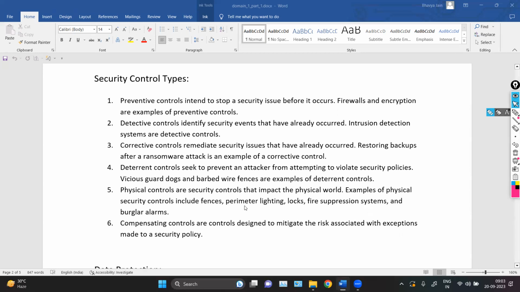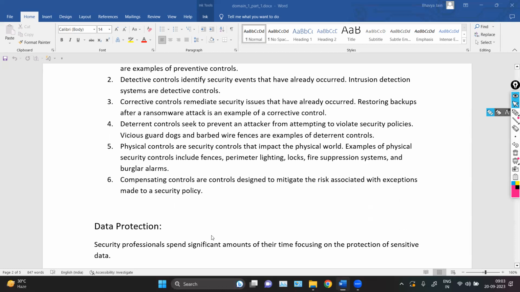Then we have compensating controls, which are controls designed to mitigate the risk associated with exceptions made to a security policy. So we are taking a control to mitigate any risk associated with an exception made to a security policy. For example, we have taken the example of Amazon, and PCI DSS. PCI DSS is a security standard, right?